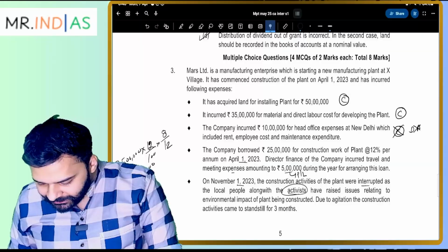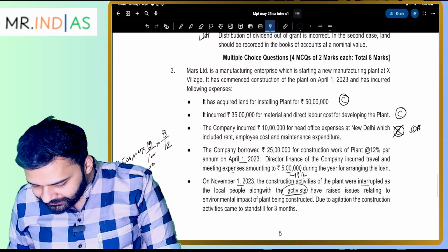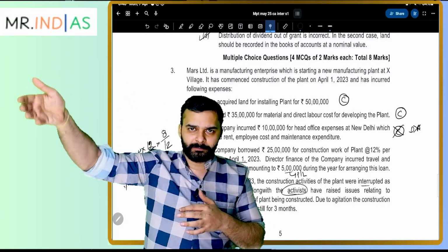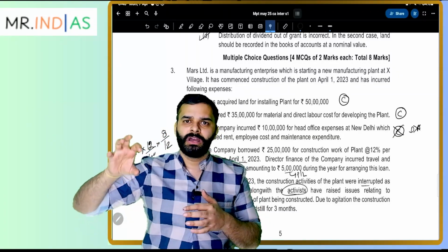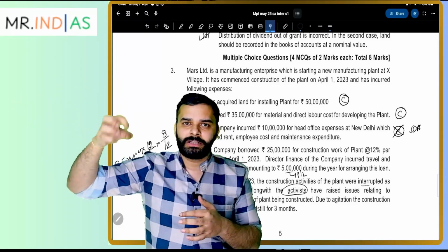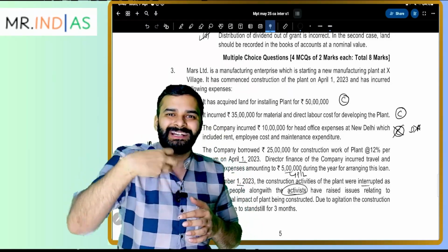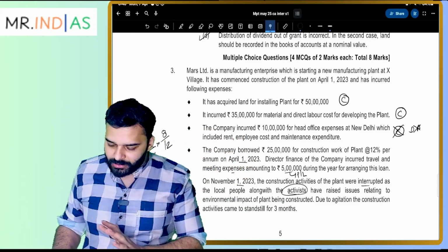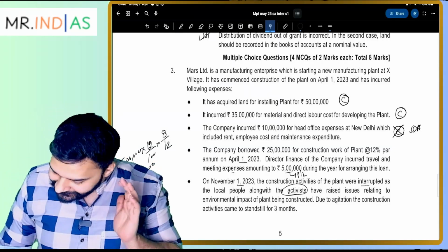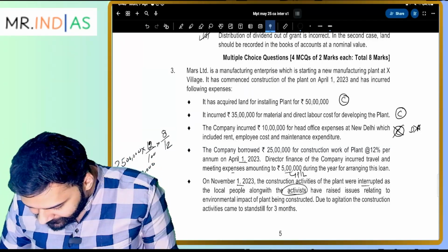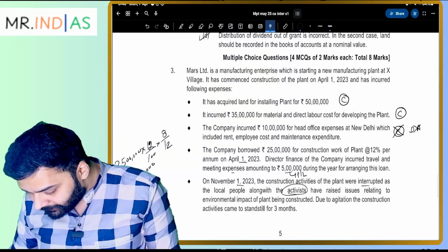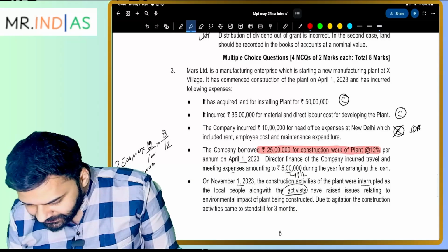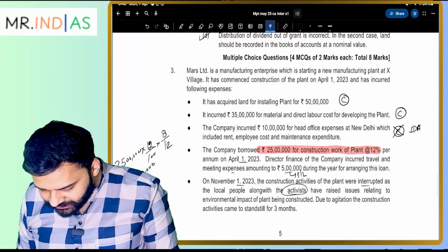The company incurred 10 lakh for head office expense at New Delhi, which includes rent, employee cost, and maintenance expenditure. The head office cost of rent, employee cost or electricity cost is not incurred on activities that are required to get the asset ready as intended by management. Hence, the cost of 10 lakh will be charged to the profit and loss account and will not get capitalized. The company borrowed 25 lakh for the construction of the plant at 12% per annum. This is the specific borrowing, guys. This is the specific borrowing. They said they borrowed for the plant on 1st of April 23.